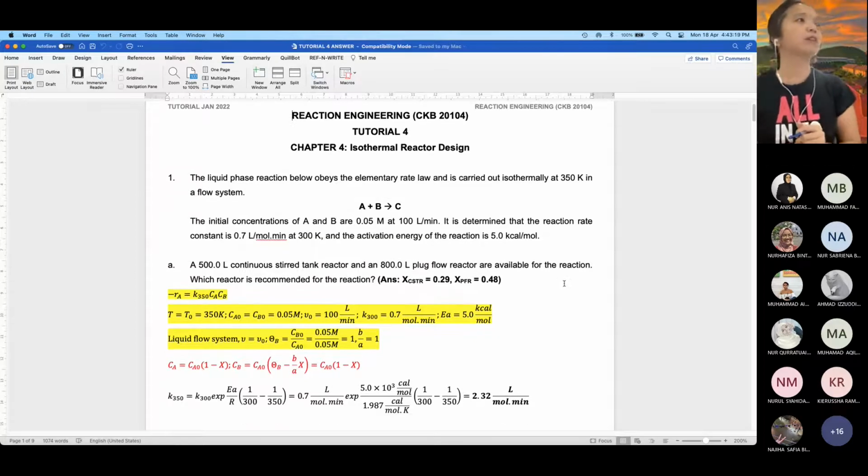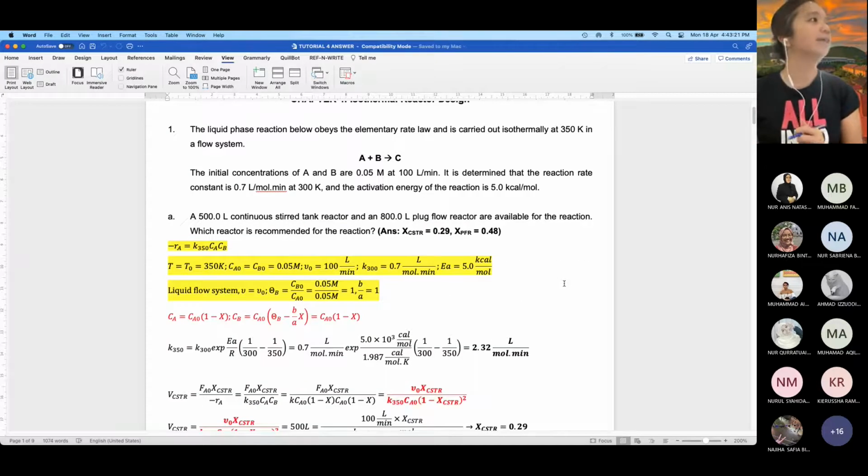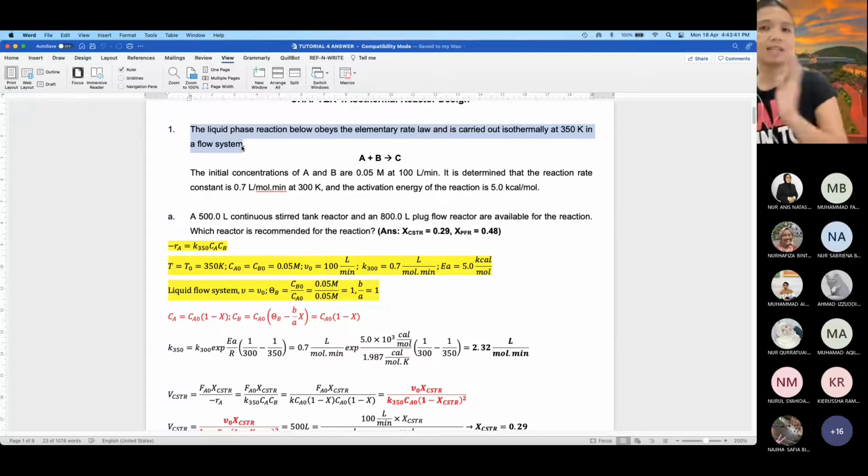Right, okay, so go to the question. The first question: the liquid phase reaction below obeys the elementary rate law and is carried out isothermally at 350 Kelvin in a flow system. Okay, so maybe after a week, maybe you forget a little bit, so I will go very slowly. You have to understand again step by step to solve the chapter 4 questions.